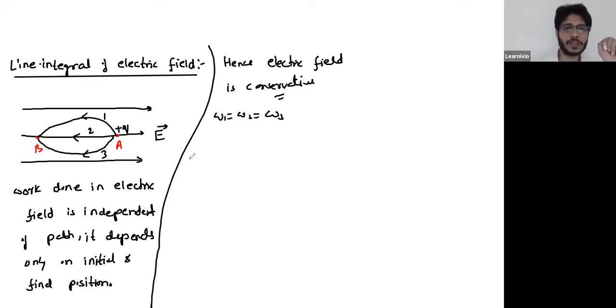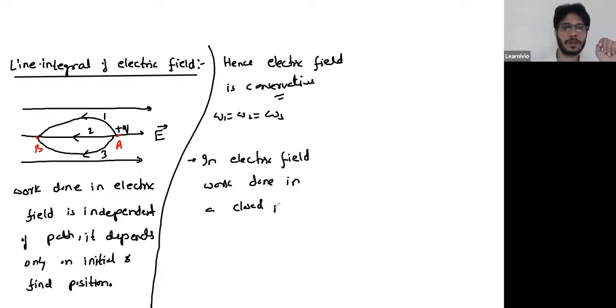There's one more property of conservative field. In electric field, work done in a closed path is zero.